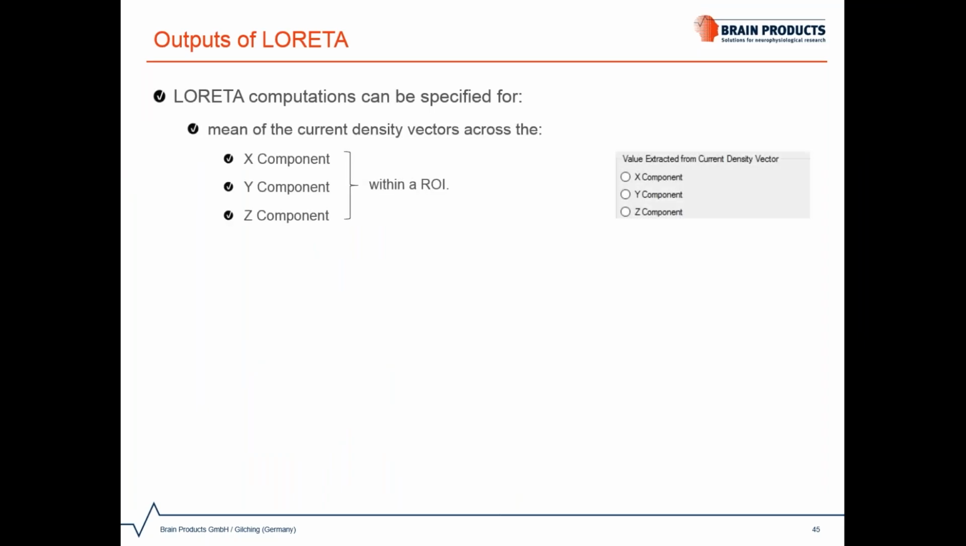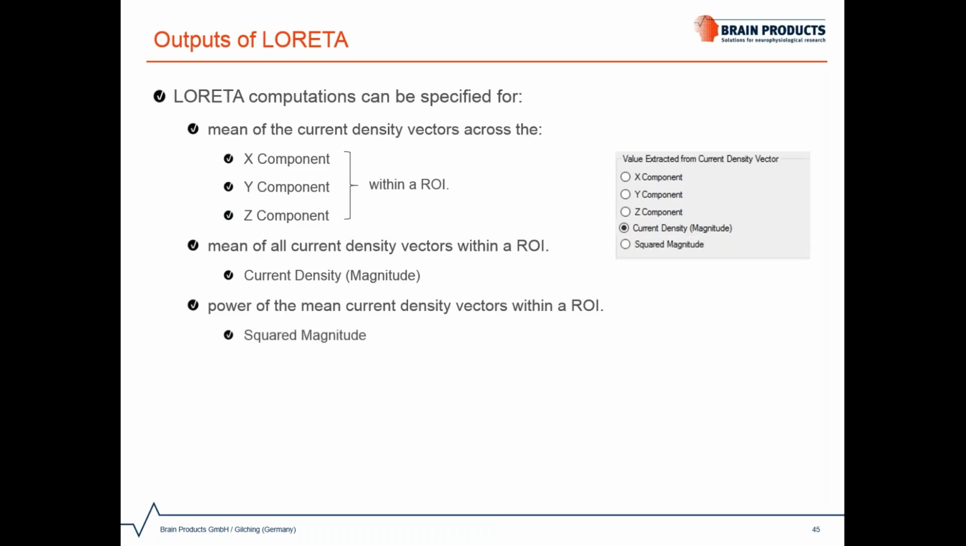Within a specified ROI, you have the possibility to compute for each time point the mean of the current density vectors for only the X, the Y, or the Z components. The other option is to compute for each time point the mean of the current density vectors, basically the magnitude of all three components within a specified ROI. And the last option is to compute for each time point the power of the mean current density vectors, or basically the squared magnitude within a specified ROI.